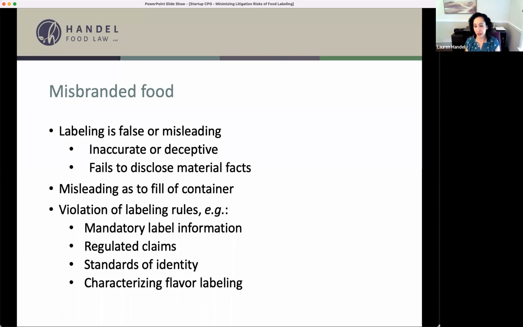Characterizing flavor labeling is also a very technical, really difficult to understand regulation about how you describe characterizing flavors. So, those are some examples of the different types of labeling rules that exist, and the violation of which constitutes misbranding.